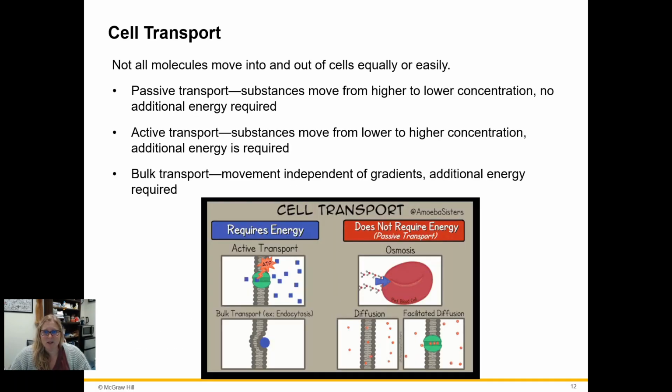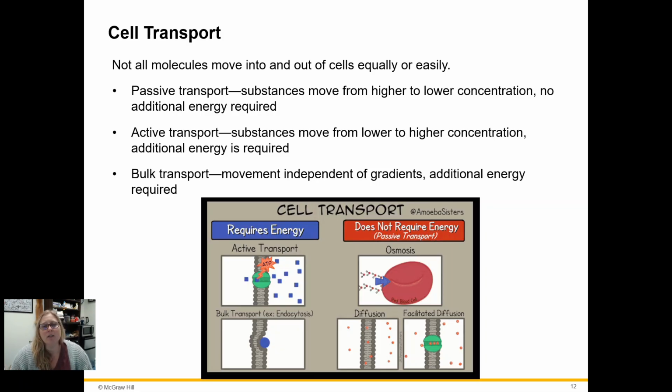Okay, let's talk about cell transport. So cell transport is going to be really kind of cool. This is a part of homeostasis, and homeostasis is going to be allowing cells to maintain that internal and external environment.